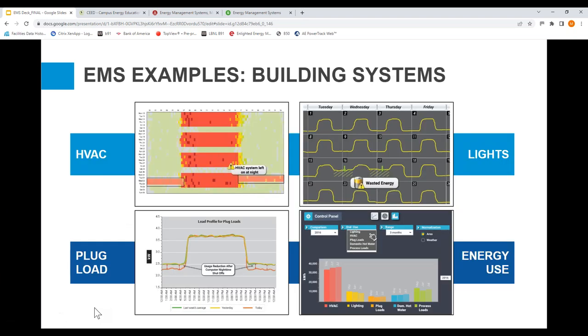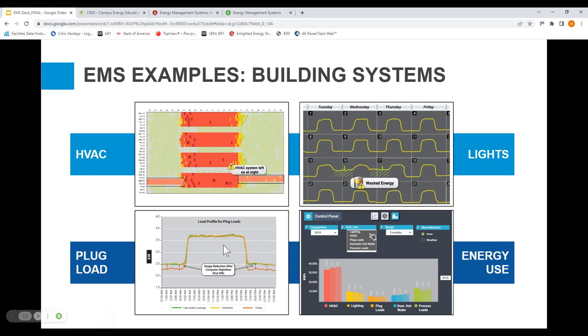Okay. So I wanted to give a couple more examples. I call these visualizations, and you're probably going to hear me say visualization a lot. But again, this is one of the great things about an EMS: it displays the data visually in a way that hopefully makes it very obvious what's going on, and lets you pick out anomalies or spikes or things that don't look right. So the clearer it is, the better the visualization.